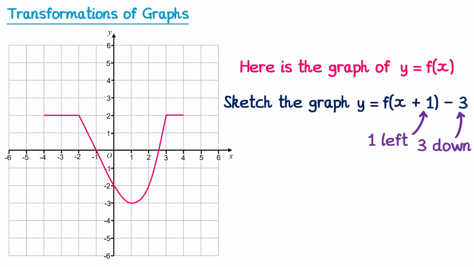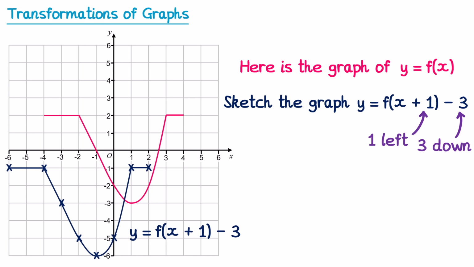So what we want to do is mark on some of the key points from the original function, preferably ones that have integer values, so these ones here. Then once we've marked on all of these key points, we're going to move that whole function to the left 1 unit, and then down 3. So this would be the resulting function of f of x plus 1 subtract 3.